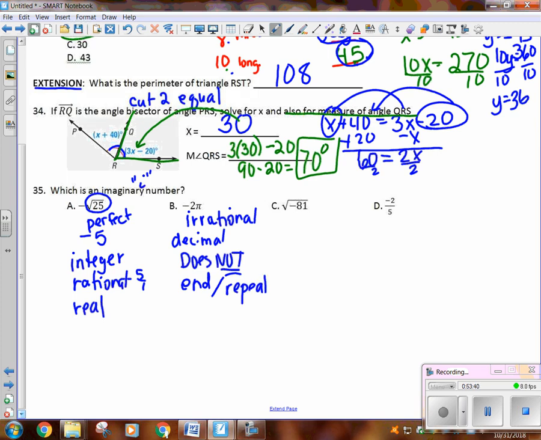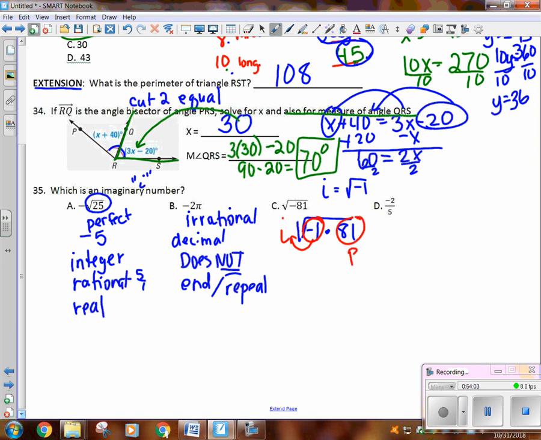What about C? Well, this time I have a negative on the inside. So if I go back and refresh, my i definition is the square root of negative 1. That's where we first started talking about what is i. So if I break that down, that's negative 1 times 81. Well, that means I'm going to pop out the i. So I pop that out, and i comes out front.